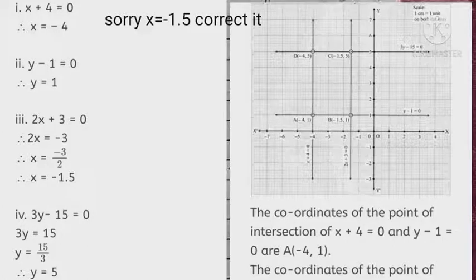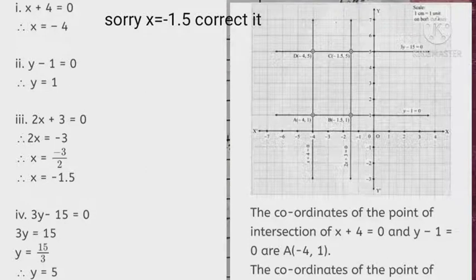Now let's start plotting the graph of the equations. First is x equal to minus 4. So x equal to minus 4 is here. An x equal to a constant type of equation is parallel to the y-axis. So draw a line parallel to the y-axis passing through this point. This is nothing but the equation x equal to minus 4.